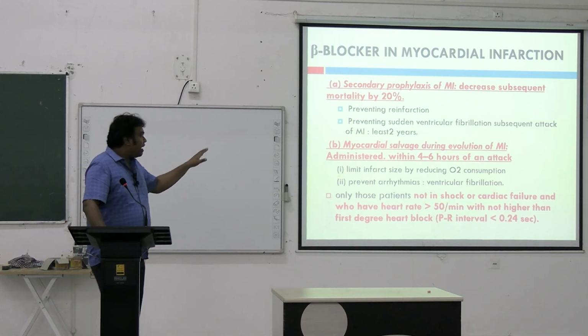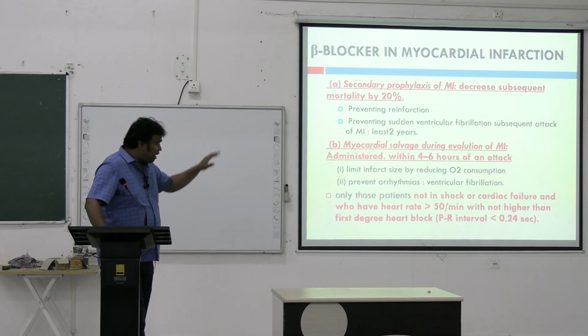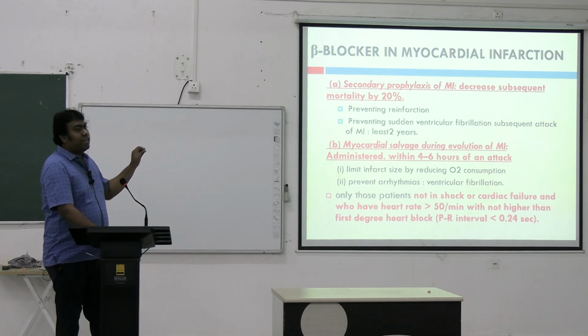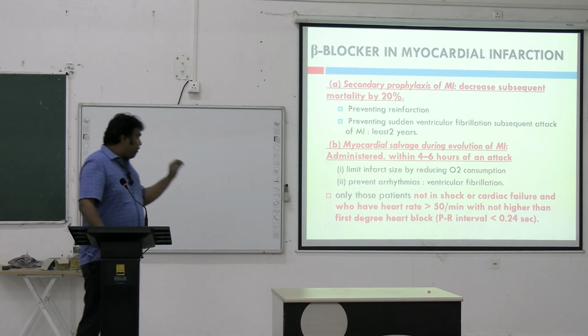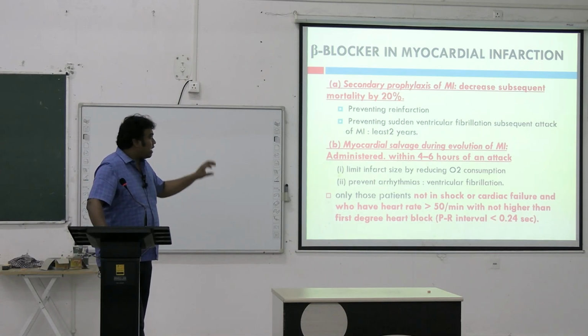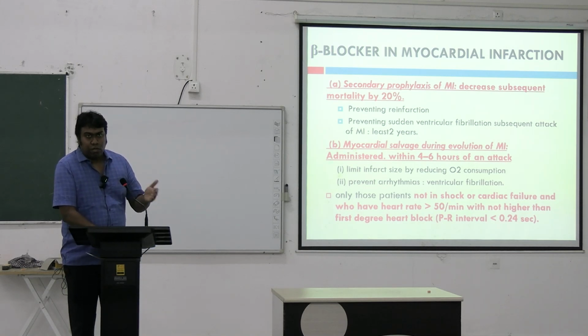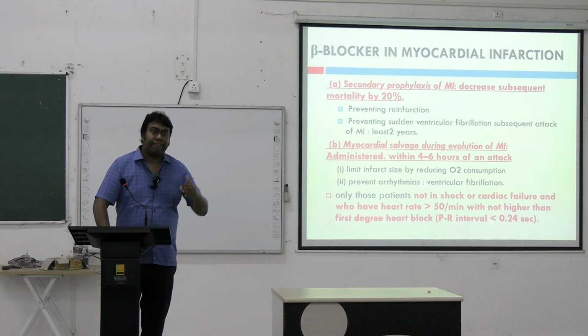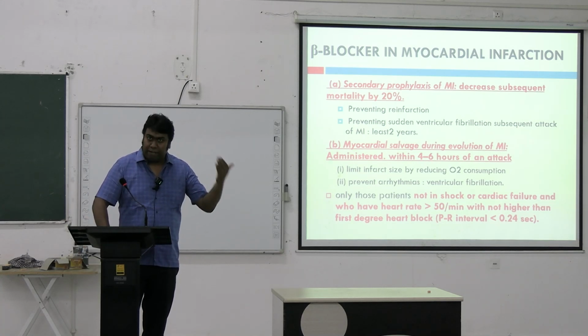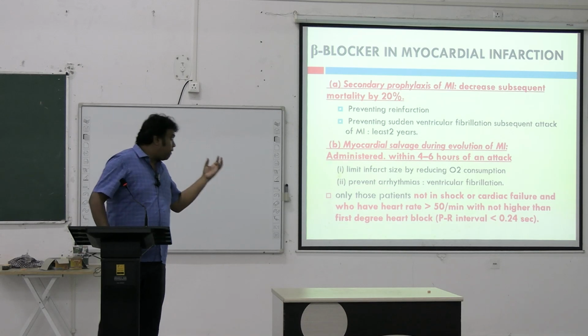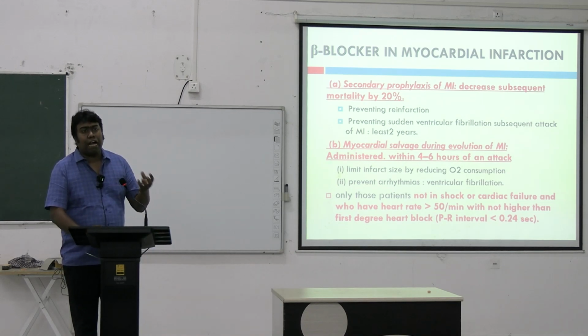Second one is myocardial salvage during the evolution of the AMI. If it is administered within 4 to 6 hours of attack, they reduce the infarction size and reduce the oxygen consumption. They also prevent arrhythmias, especially ventricular fibrillation. Any ventricular fibrillation or ventricular flutter is more fatal than atrial fibrillation or atrial flutter, because if there is a ventricular fibrillation or ventricular flutter, cardiac output will be less, and there will be immediate sudden death.